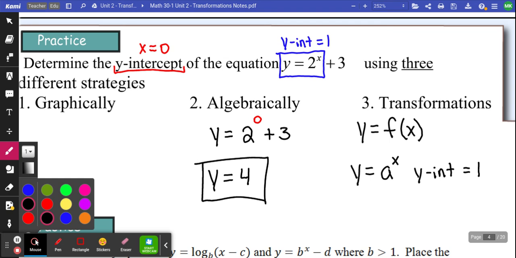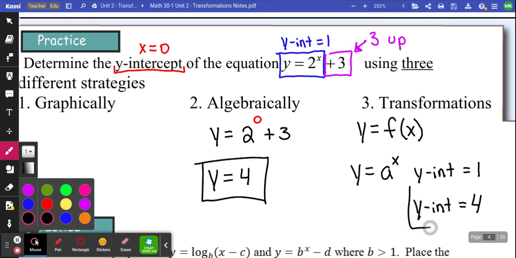Then I could imagine that this plus 3 is a vertical translation 3 units up. So I looked at this, I knew the y-intercept was at 1. I looked at this, I knew it was a k value, and it moved my graph 3 up. That means the y-intercept would have gone 3 up. 3 up from there would be y-intercept is at 4. That's tricky.